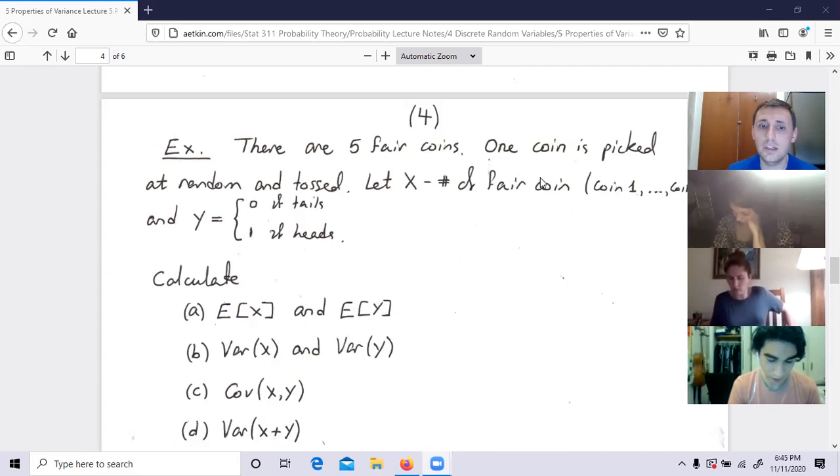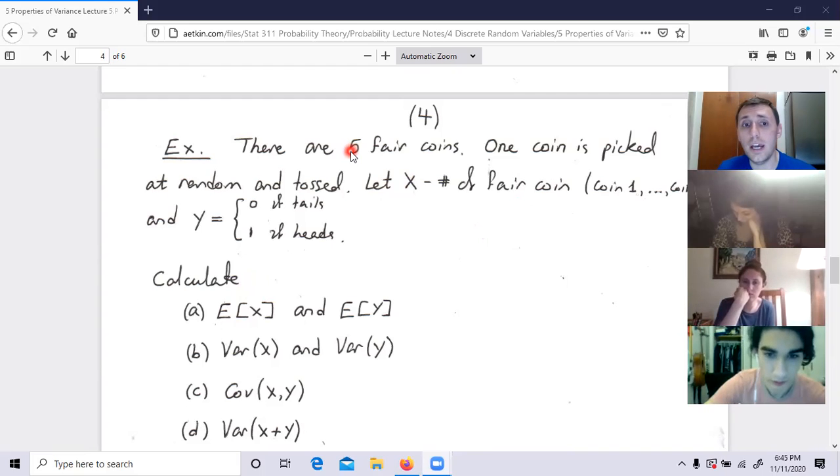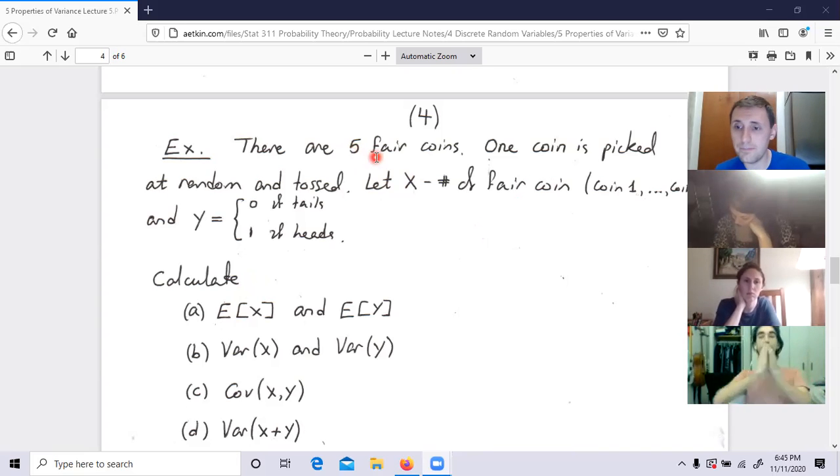All right. Let's get on with it, right? So for the first part, we randomly pick one of 5 coins. So the probability that coin 1 is picked is 1/5. Same for all the others. And what we're averaging is 1 plus 2 plus 3 plus 4 plus 5, multiplied by 1/5. So the result is obviously 3.